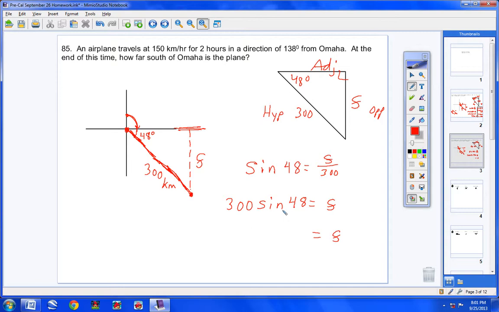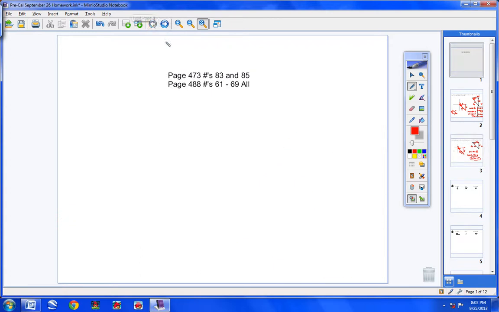If you're in degrees, you will get 222.9, so I'm going to go ahead and put 223 kilometers south. So that's how far south the airplane is from the airport. These are really not super difficult problems, students. They're really not. Okay, now we're going to move on to page 488, number 61 through 69 all.